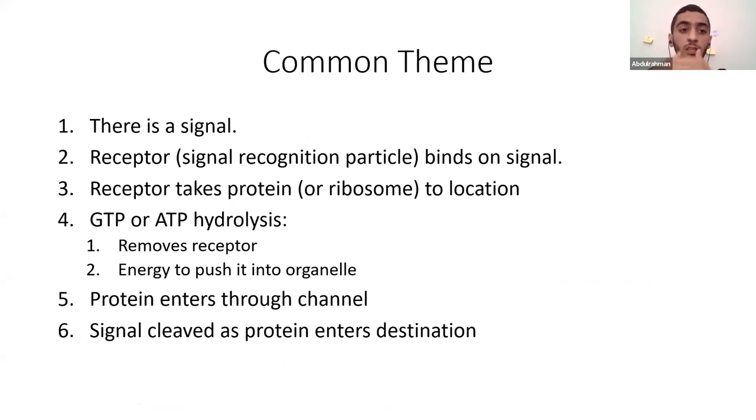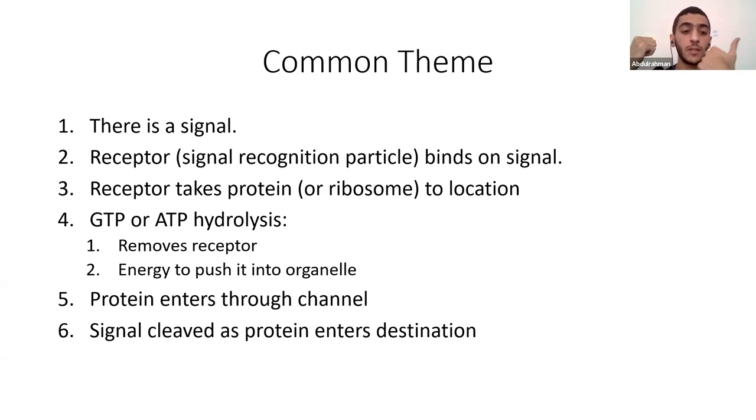Now, next thing we'll go over is basically the process of translocation. To make it easy for you, there's a common theme whether it's going to be sent outside the cell or to intracellular organelles. The amino acid is going to be translated and the signal will pop off. This signal will be recognized by a receptor, the signal recognition particle. This signal recognition particle binds on the signal and holds the protein. If it's going to be secreted outside the cell, it will take the ribosomes. If it was a protein that's already made, the signal recognition particle will take the protein by hand and take it over to where it needs to function.